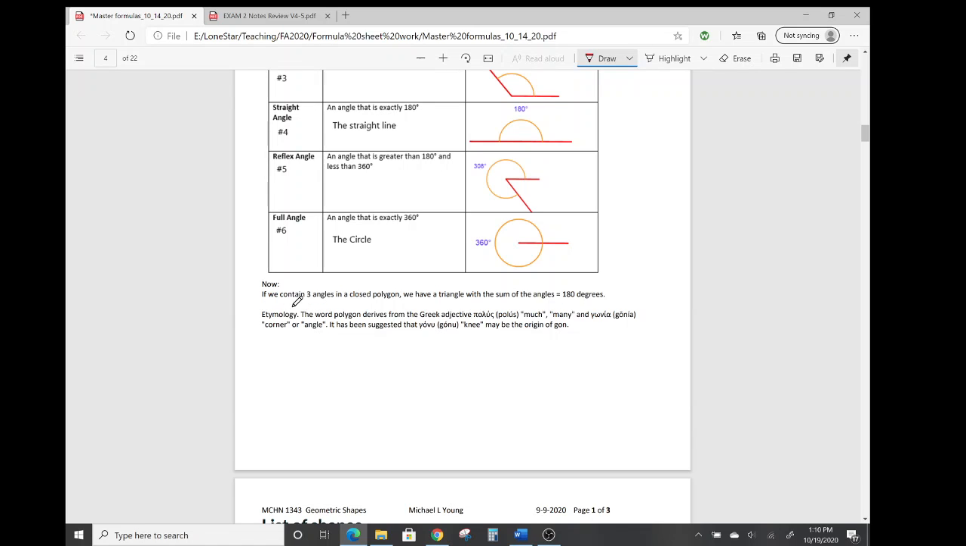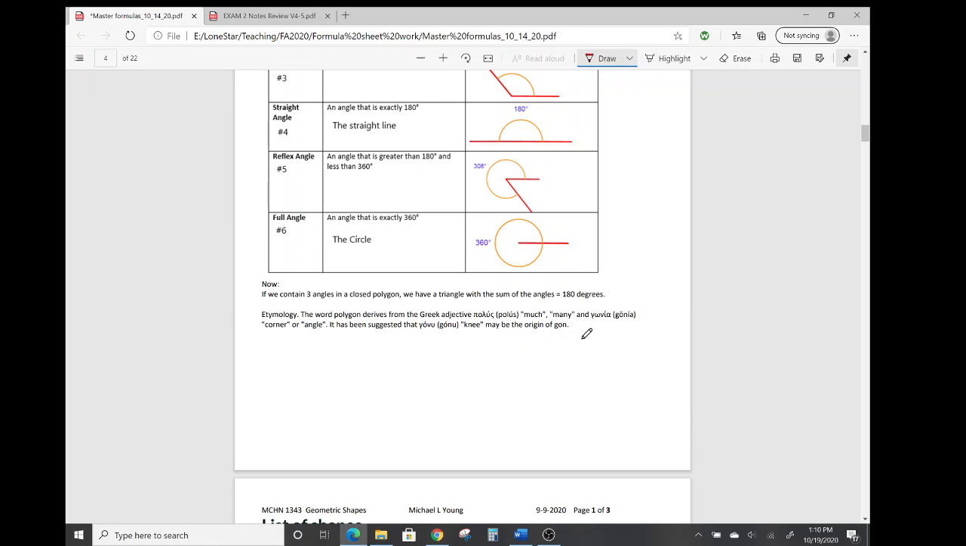Etymology, that's a fancy word. The word polygon derives from the Greek adjective polus, much, many, and gona, which is corner or angle. And it's been suggested that gona could also be a knee, but this is not a Jesuit program, so we're not going to learn Greek and Latin, okay? Because it's probably all Greek to you anyway. Yeah, I know, it's a bad joke.